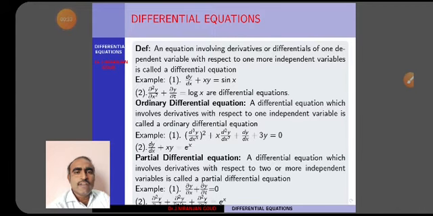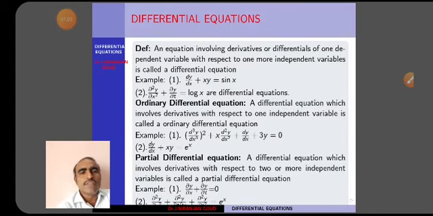Example 1: dy by dx plus xy is equal to sin x. In this equation, we have the derivative of y with respect to x, that is dy by dx, and one independent variable x. So this is a differential equation. Observe the second example: dou square y by dou x square plus dou y by dou t is equal to log x. In this equation, we have two independent variables, x and t. This equation contains partial derivatives of y with respect to x and t. This is also a differential equation.